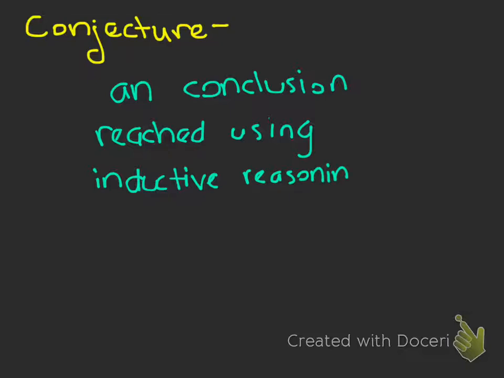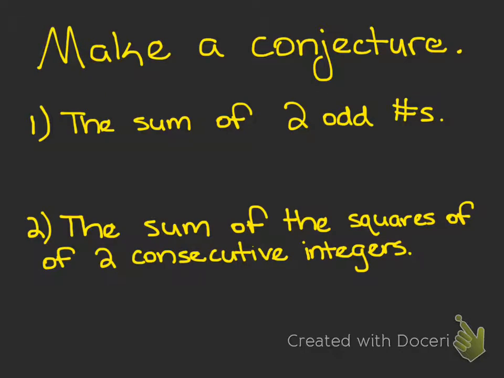So this is a conclusion reached using patterns. Okay, we see patterns, so we make a conclusion about a very broad subject. So for instance, let's look at this one. We want to make some conjectures here. So number 1 says the sum of 2 odd numbers. So I want to make a conjecture, a conclusion about the sum of 2 odd numbers.